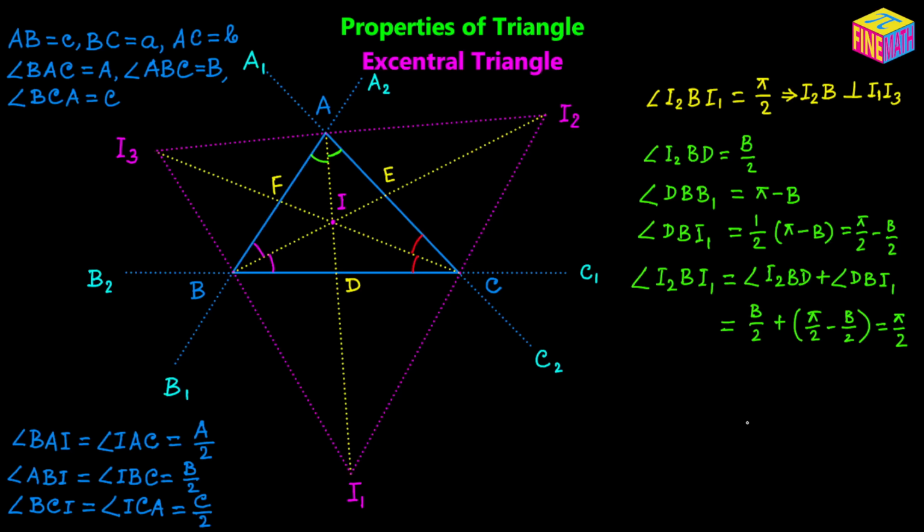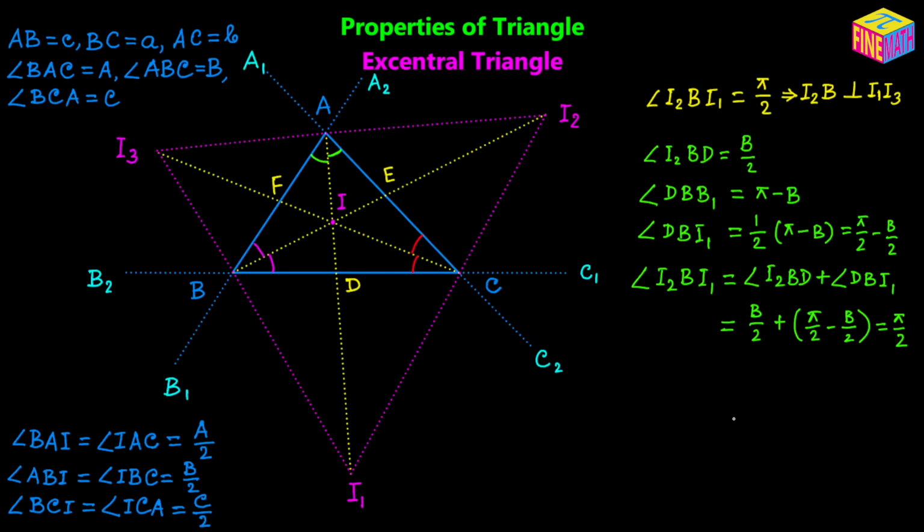That means I sub 2 B is actually perpendicular to the line I sub 1 I sub 3. Now if you are thinking why I sub 1 I sub 3 is a straight line, well, using the same technique we can also prove that the angle I sub 2 B I sub 3 is also a 90 degree angle. So if we have two 90 degree angles next to each other, then guess what? I sub 1 I sub 3, this line segment, will be a straight line.